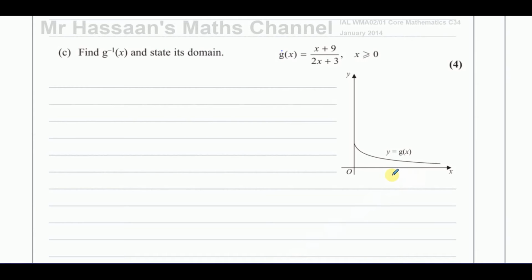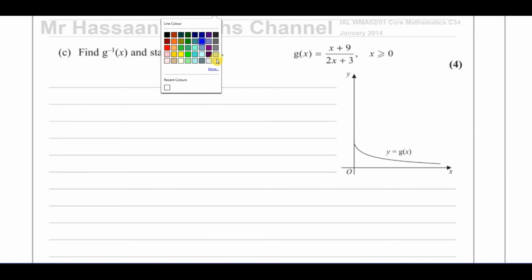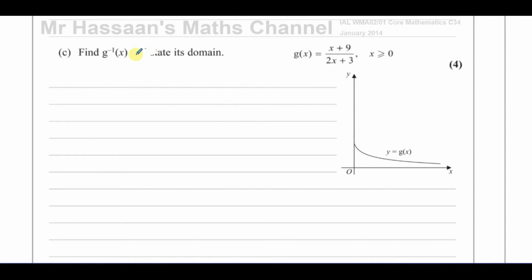Now for part C, it says find the inverse of the function g and state its domain. Okay, now in this question, you've got to be very careful, especially in the newer papers. They don't actually sometimes mention this part. It will just say find the inverse of function g. And part of finding the inverse of the function is finding its domain. So you don't state the inverse function without stating also what its domain is.